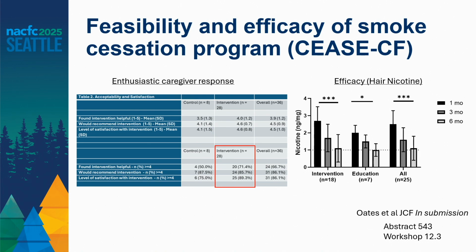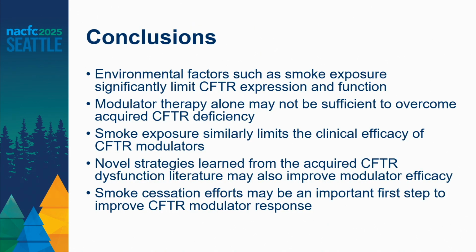on our CFTR modulators. So in summary, environmental factors such as smoke exposure really significantly limit CFTR expression and function. We talk a lot about smoke because that's modifiable, but there are all sorts of environmental circumstances or exposures that affect CFTR function. Modulator therapy alone may not be sufficient to overcome acquired CFTR deficiency. I think a lot of times we, as scientists, try to deduce one mechanistic pathway, where cigarette smoke has thousands of molecules in it, and so there are multiple pathways at play.